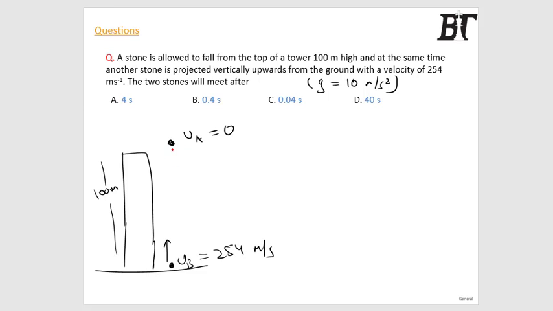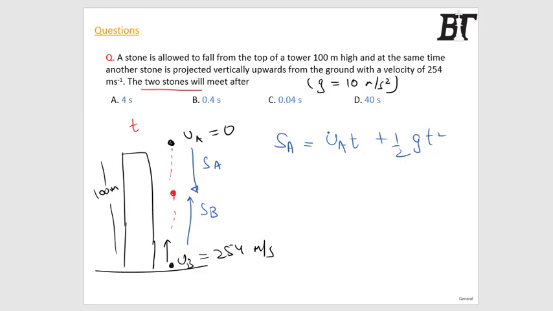Ab kya hoga ki ye ball neeche aayega aur ye wala ball upar jayega. At some time, both these balls will collide. We are supposed to calculate when will this collision occur. So let us say both these balls collide at time t. And this displacement of the ball is SA, while this displacement of ball B is SB. How can we write SA? Displacement of ball A can be said as UA into T plus half G T square. Over here it is given that UA is 0 and hence we make this part 0.